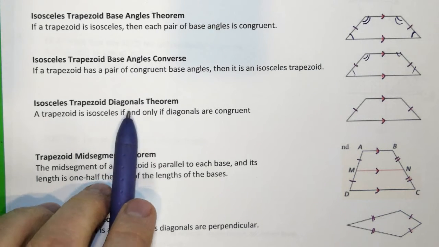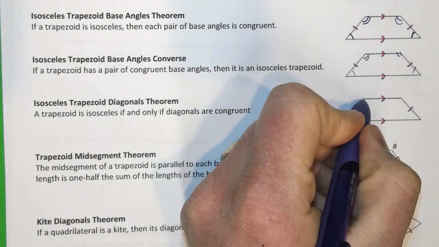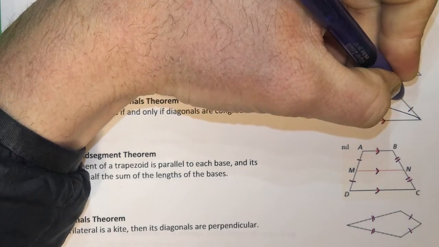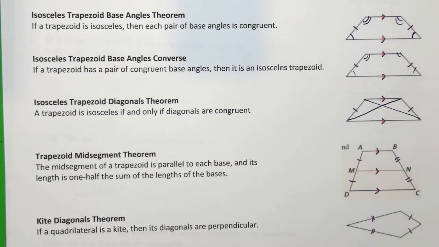Next, the diagonals theorem. The diagonals theorem for an isosceles trapezoid states that the diagonals will be congruent. Now this is a little bit hard to signify, but that diagonal right there is going to match the same length as this diagonal right here. That's not true for all trapezoids, but it is true for the isosceles ones.